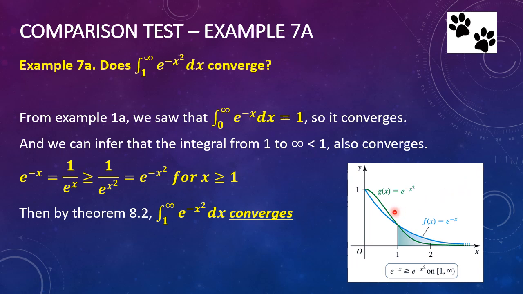You can see that from 0 to 1, e to the negative x is actually less than e to the negative x squared, and that's because of its being a fraction. And then, of course, once we hit 1, they flip-flop, with e to the negative x being greater for the rest of the values.